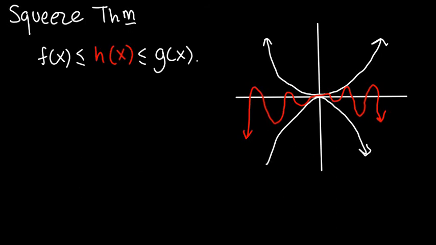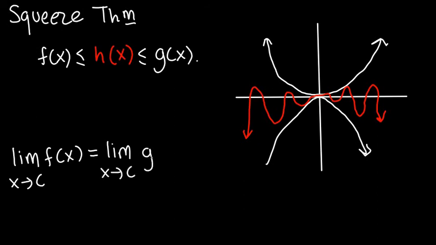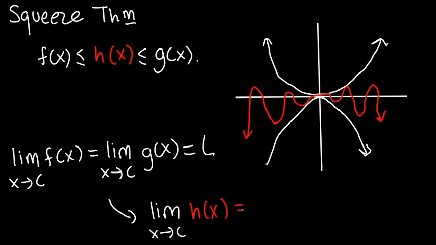Therefore, we can state this in limits. So if the limit as x approaches c of f of x is equal to the limit as x approaches c of g of x, which is equal to L, then by these standards, the limit as x approaches c of h of x is also equal to that same L.